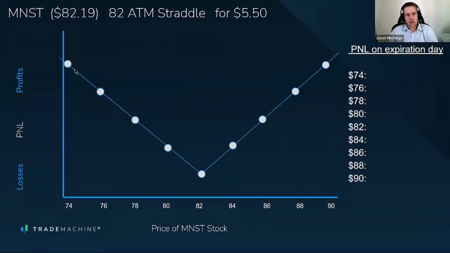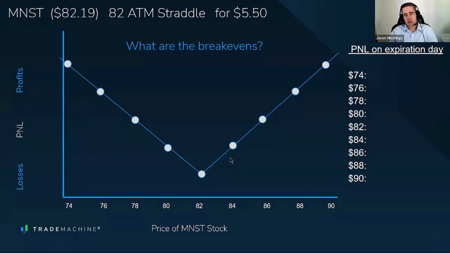So we know that this is what the P&L chart's going to look like. This is where our put's making money. This is where our call is making money. So what's our break even? It's costing us $5.50 per share to have this position.